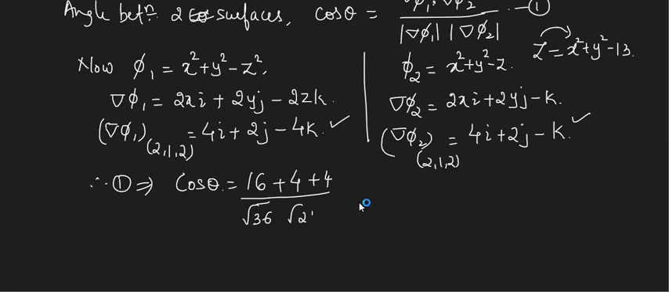Root 21. Okay. What is this addition? 16 plus 4 plus 4. 24, ma'am. Root 36 is 6. So 4 by root 21. Correct. The answer is 4 by root 21.